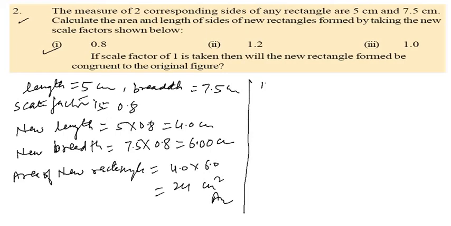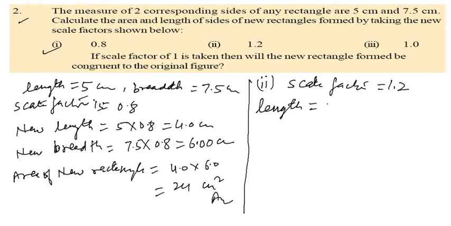Now you can do the second part of this question, and that is the scale factor is given here. Scale factor is given as 1.2. So new length, what will happen? It is 5 into 1.2. 5 sixes are 30, so it will be 6 centimeter.